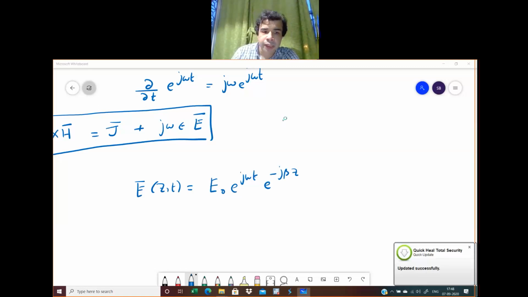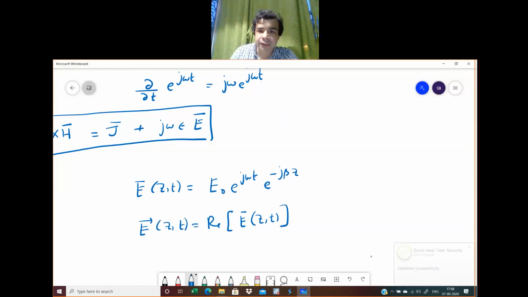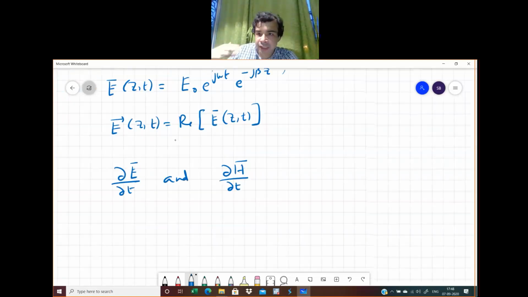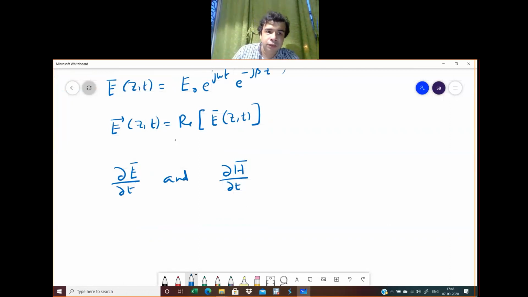And the vectors, how to get back? Very simply, that is the real part of this complex number. If we take the real part, we get back to this complex number. The advantage of that is often in Maxwell's equations we encounter time derivatives like del E del t and del H del t. Now, if this is my E, and if we take the time derivative, what will we get?